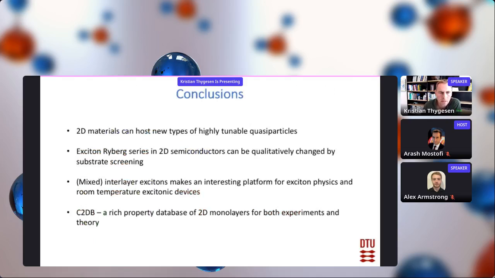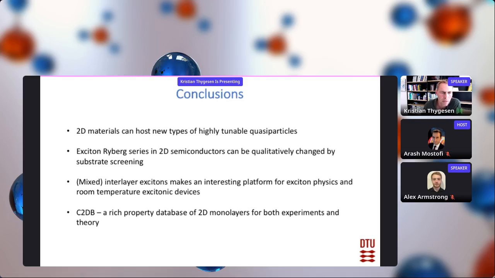So with that, I think I'm at the conclusions here. I hope I convinced you that 2D materials are really interesting. They can host new types of quasi-particles. I talked mainly about excitons, but there's a zoo of other types of quasi-particles that exist in these materials. I talked a little bit about the exciton Rydberg series in 2D semiconductors and how one can tune it and change it using screening from substrates.